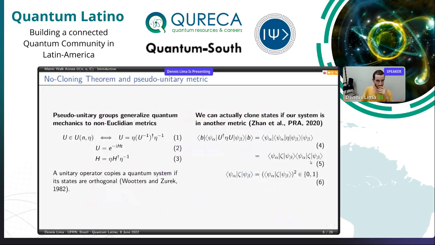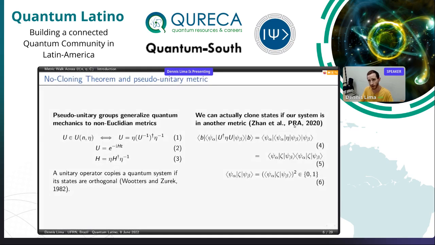So the no-cloning theorem, as I told you, it looks like this. These equations 4, 5, 6 with this eta metric. If it was identity, it would be the no-cloning theorem for the Euclidean metric. But in this case, this is for a general pseudo-unitary group.